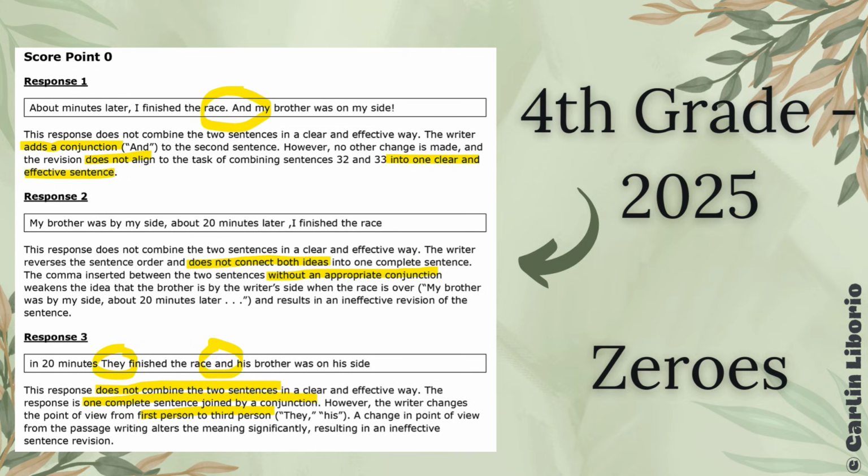Here are examples that got zeros. And if you look at these closely, let's look at this one at the top. It did use the word and, and the one at the bottom used the word and, but what they did here is they just kept it as 2 sentences. And the task was to combine them. So that's why it did not get the point. This one, they changed it from I to they. So it changed from first person to third person. If they change the meaning, they don't get the point. So that's why I'm showing you these insights that will hopefully help you to help your students.